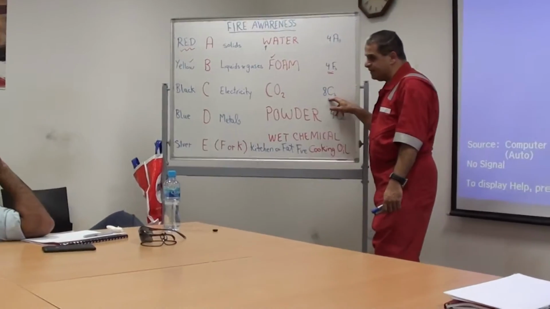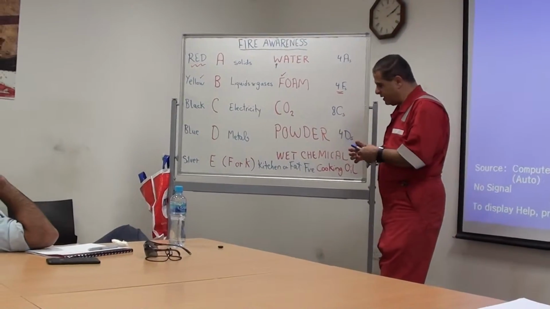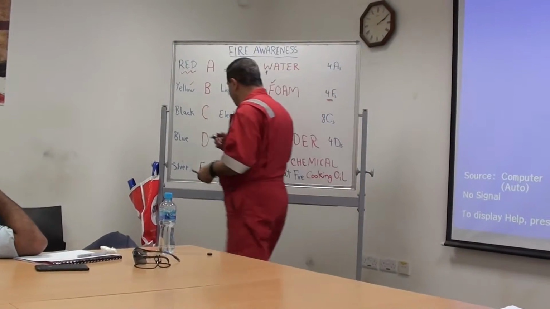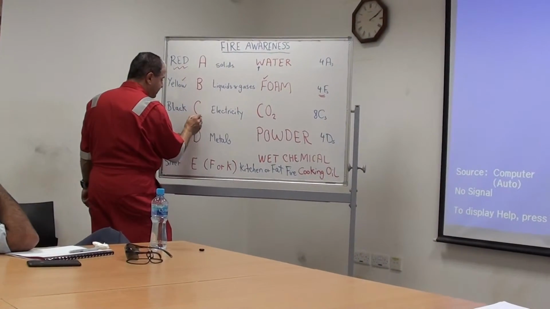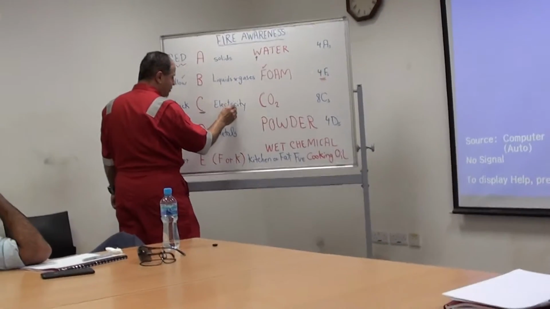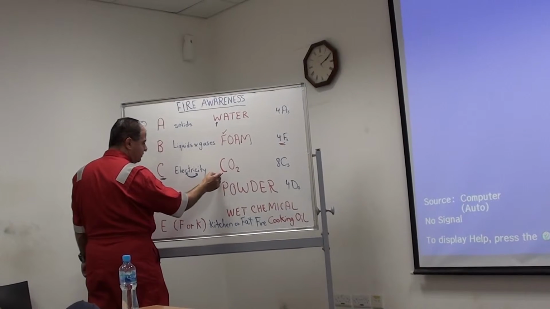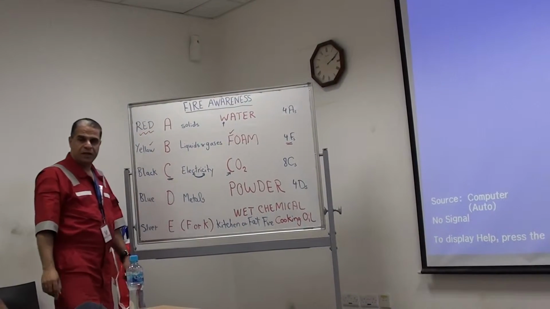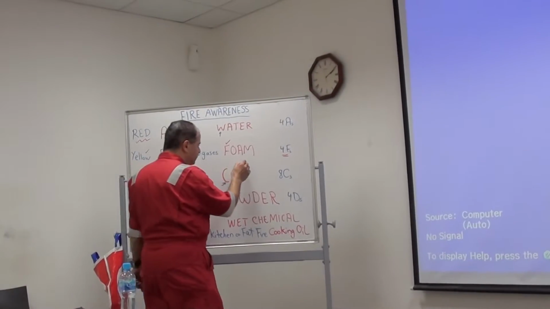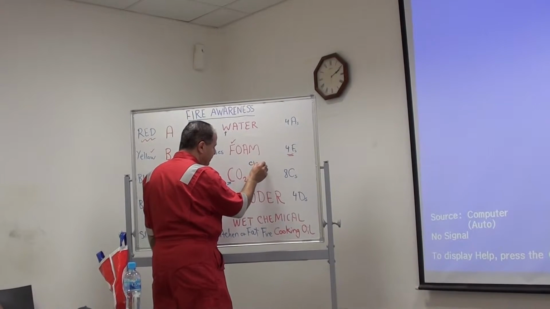There are some C's that we have to consider here. First, we are talking about class C. Second, we are talking about electricity. Third, we are talking about CO2. Fourth, CO2 is clean and clear.